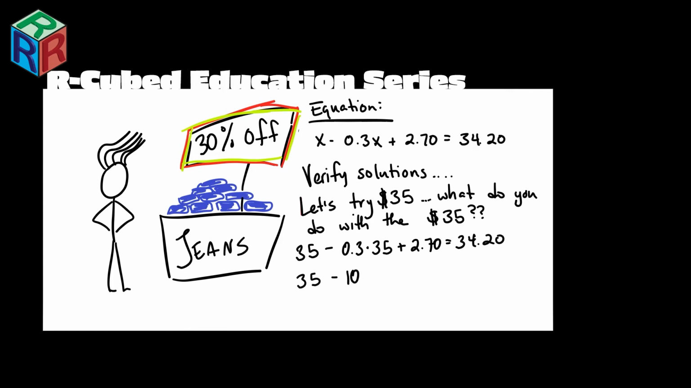We do the math, multiply 0.3 times 35, combine all the numbers together, and we end up with 2720 equals 3420. Is that true? It's not true because 2720 is not equal to 3420.